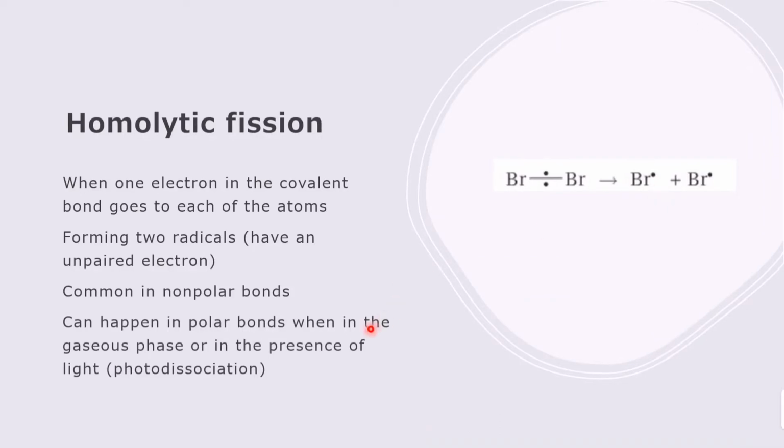However, homolytic fission can happen in polar bonds, and this is usually when they're in the gaseous phase or in the presence of light. This is photodissociation, the breaking of bonds due to photons, due to light.